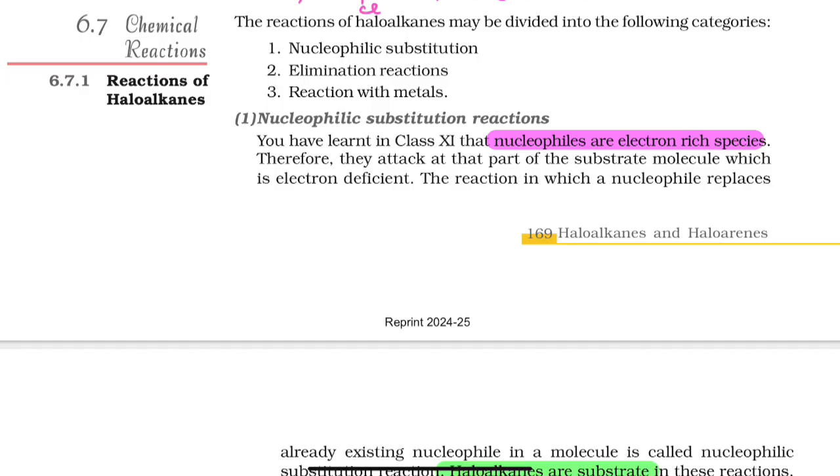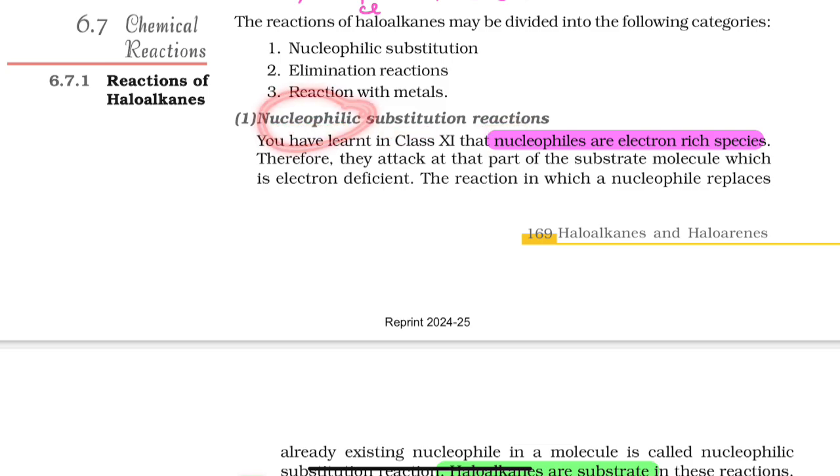So in this video, we are going to mainly focus on SN1 and SN2 reaction. So here you can see chemical reactions of haloalkanes. Haloalkanes will show three types of reactions. First one is nucleophilic substitution reaction, second elimination reaction, and third is reaction with the metals. First, we will see nucleophilic substitution reaction.